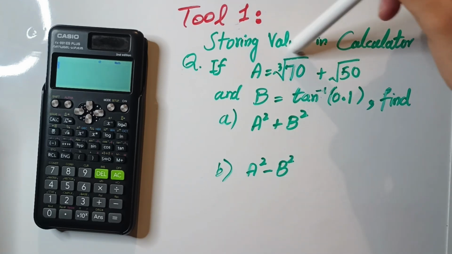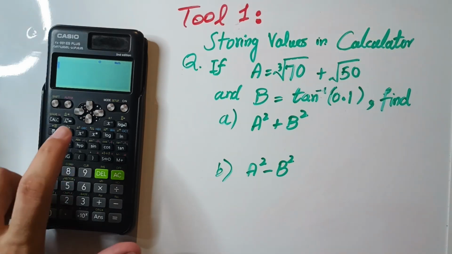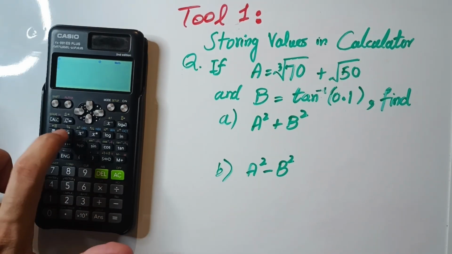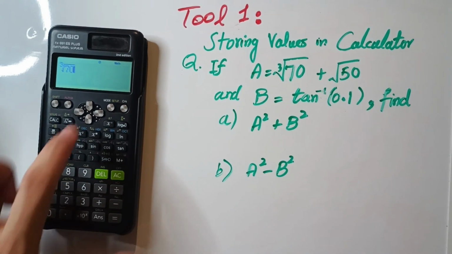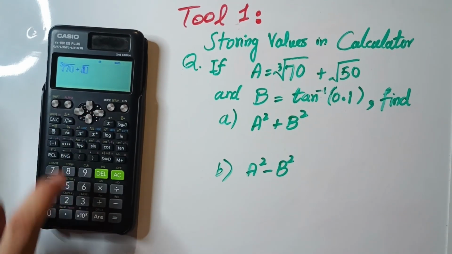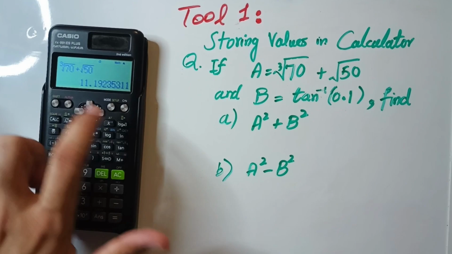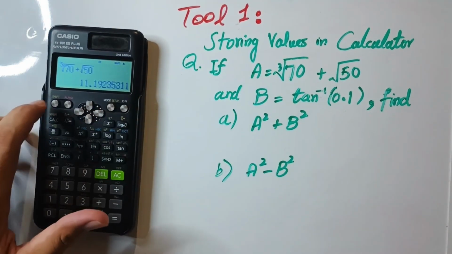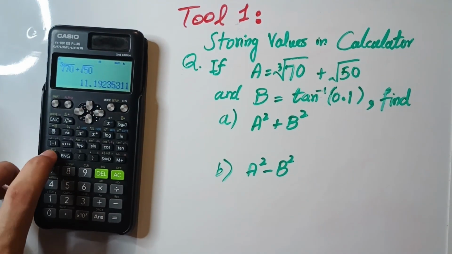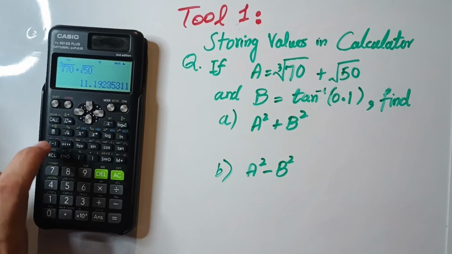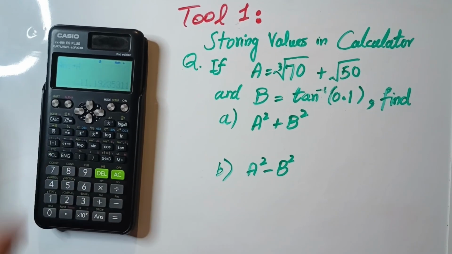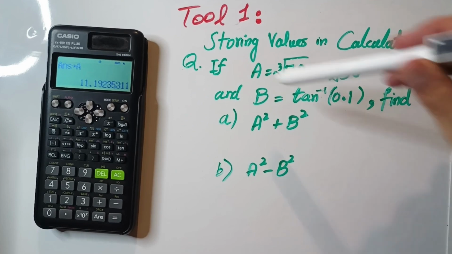First of all, we need to write this numerical value in the calculator. Press shift, this button for cube root of 70, then plus square root of 50. This gives us a very long value and I want to store it as A. So press shift RCL, then find the variable A. I think variable A is over here. Press this one, press equal to, and you have successfully stored the value as A.